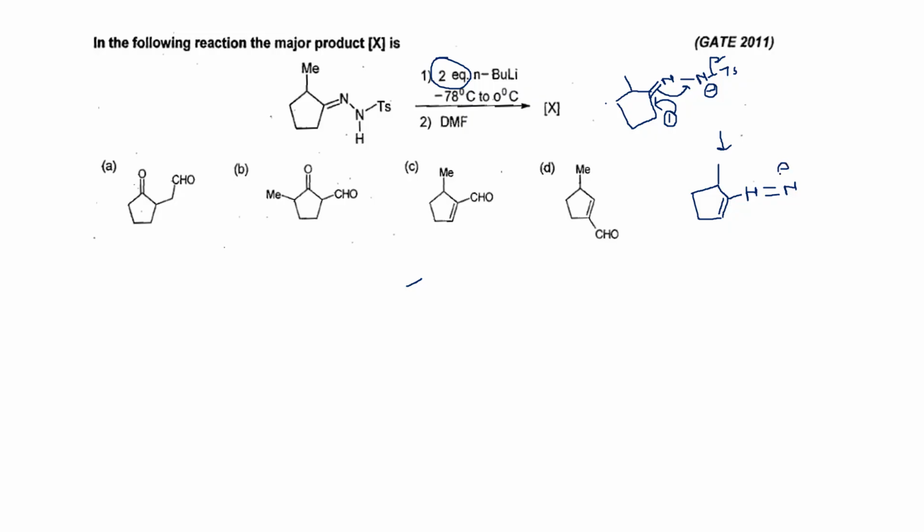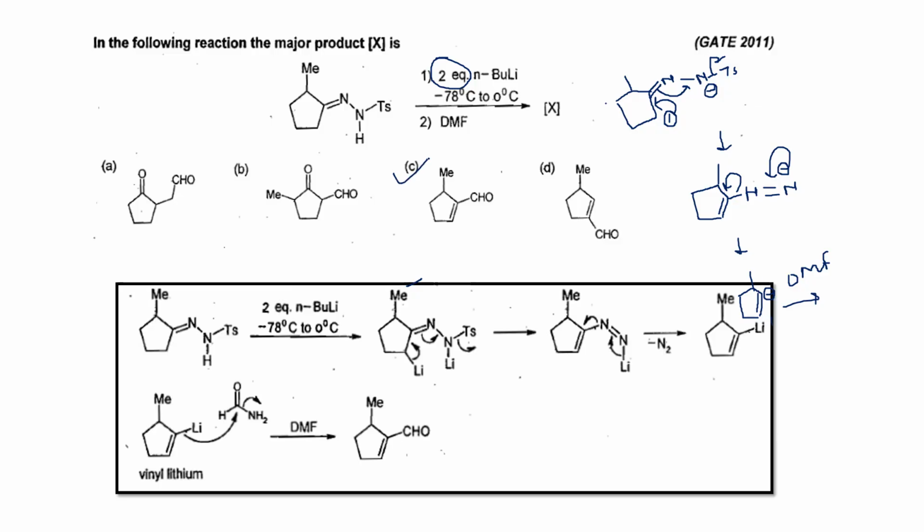After that, this negative charge again comes here to form a nitrogen-nitrogen bond, and this comes here generating a carbanion. Now as DMF is given, it will attack DMF. So the correct option will be option C. Okay, just note it down. So this is the Bamford-Stevens reaction.